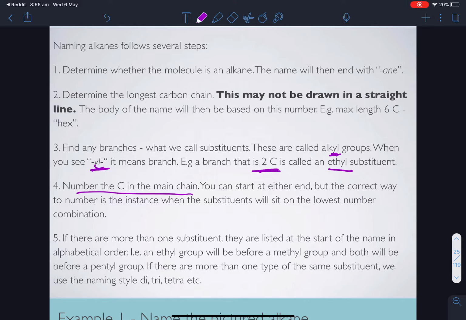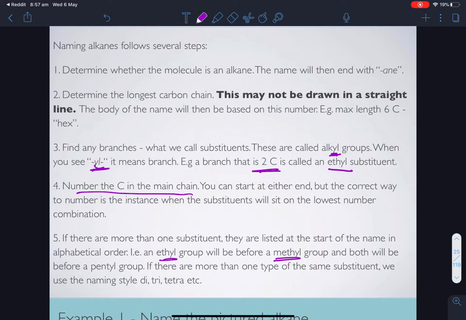If there's more than one of these branches or other things attached, they are listed at the start of the name in alphabetical order. That is, an ethyl group will be before a methyl group. A methyl group is 1 carbon long. Ethyl will be named before methyl in the name because E comes before M. And both will be before a pentyl group because P comes after E and M alphabetically.